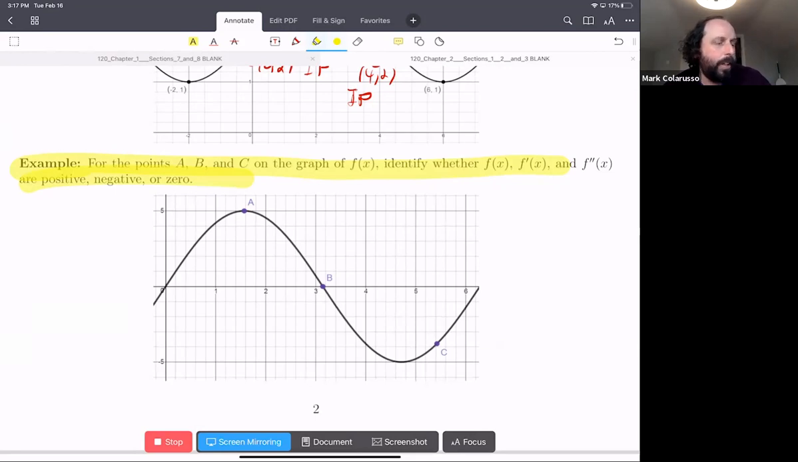And the next point for me is to show you how you can use this information, the information of the first and second derivative, to draw a pretty good rough sketch of the function.